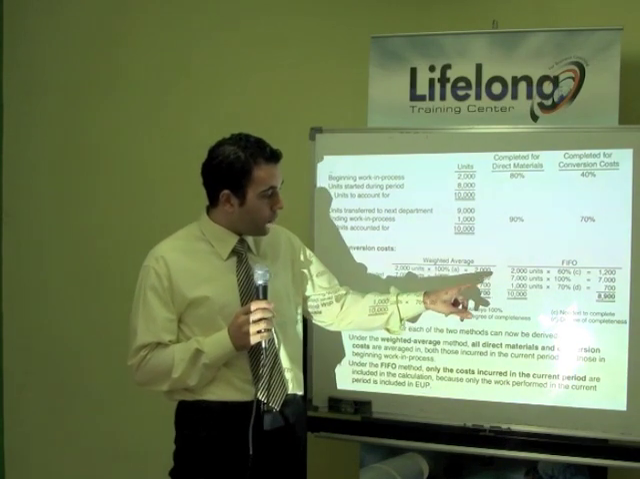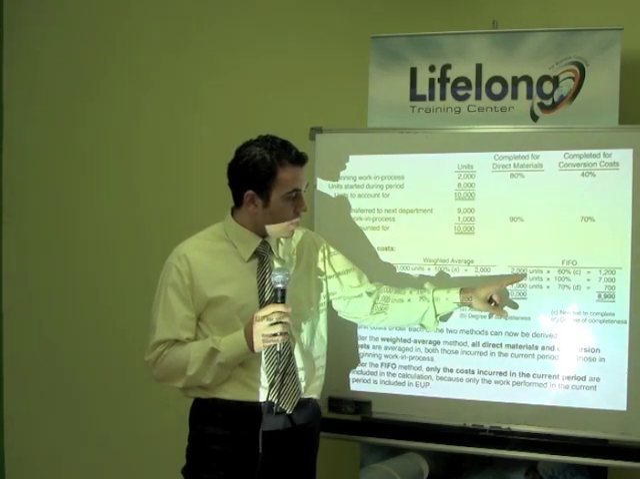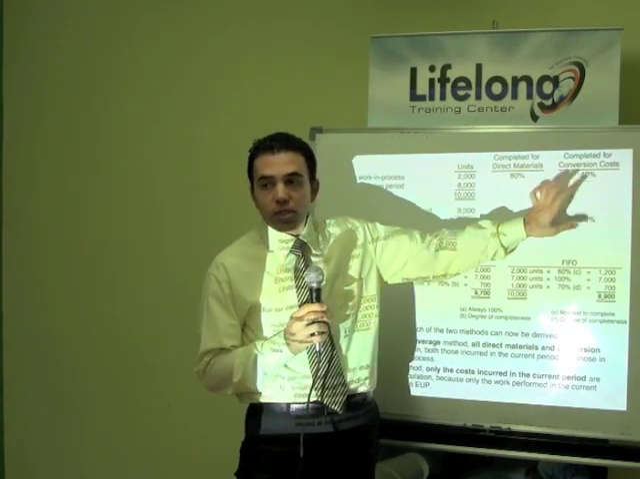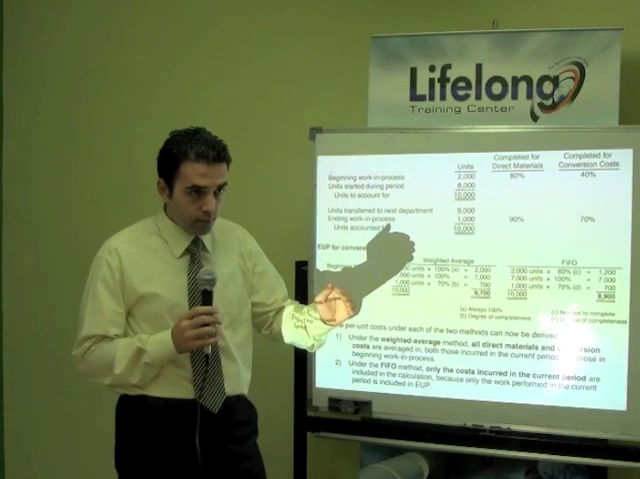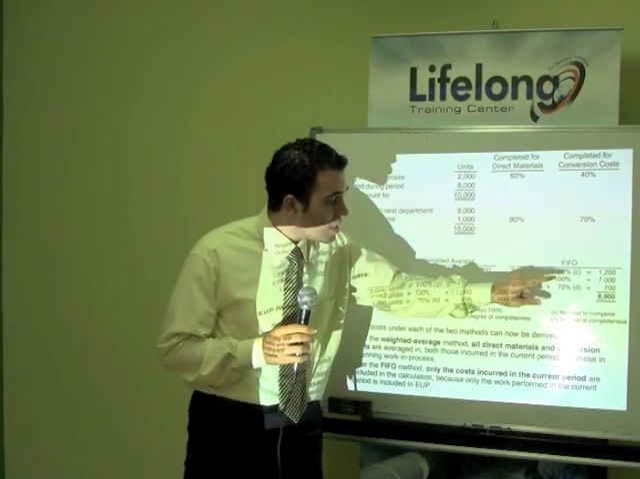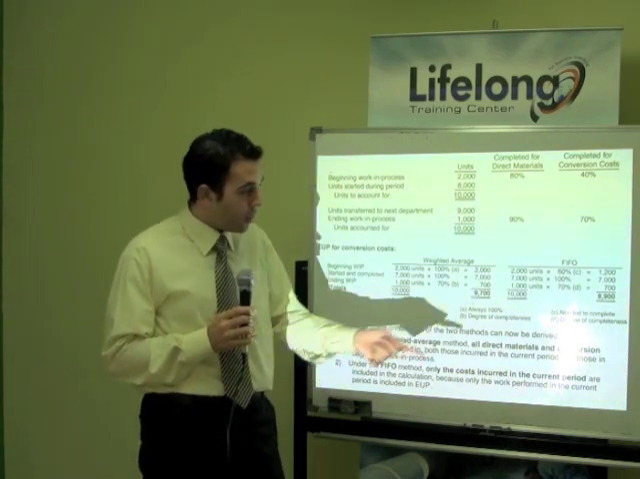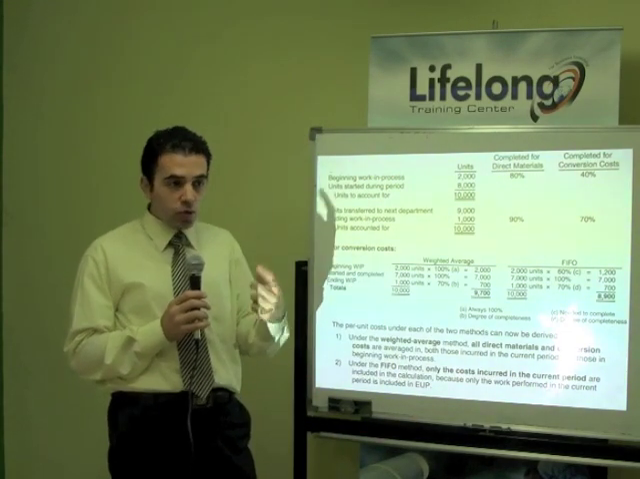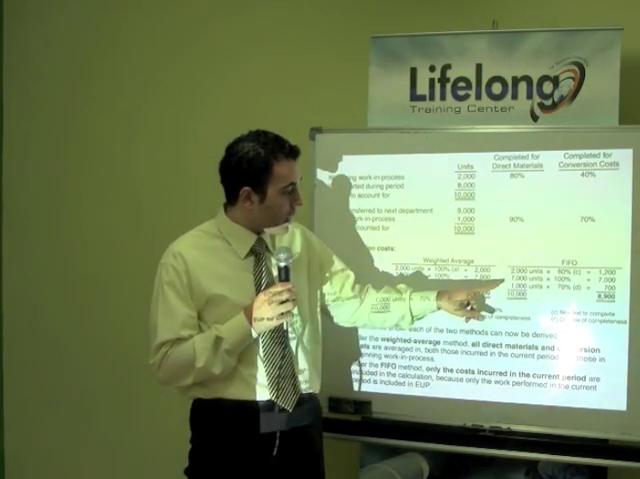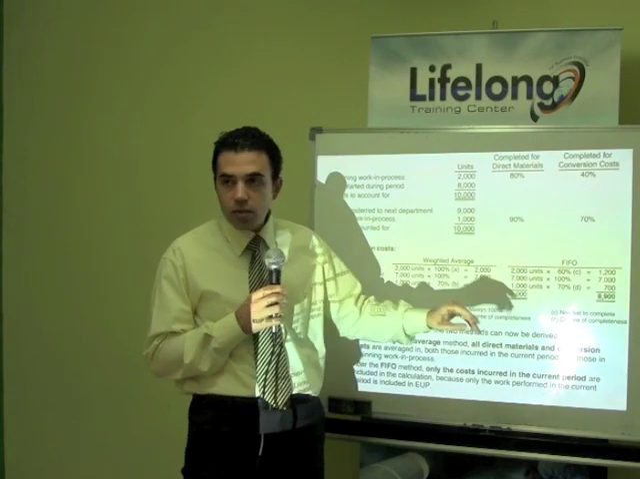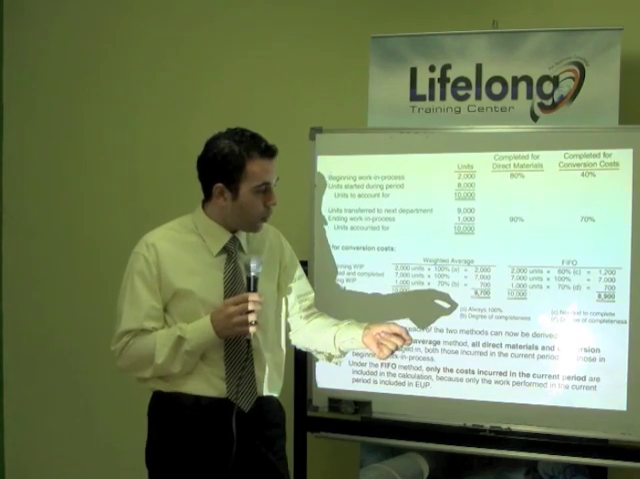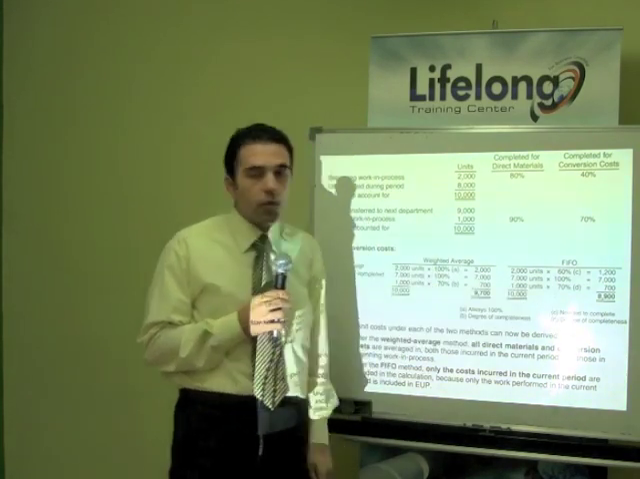Now for FIFO, we have 2,000. Think about it. We have 40% of the cars done. So we need to do 60% work on them. So in that way, we have 1,200 equivalent units. See, we are not saying actual unit, equivalent units. And after that, we are saying we finished 7,000 completely. And after that, we have 1,000 that we did 70% work on them. So in that way, these are the number of units that we have.